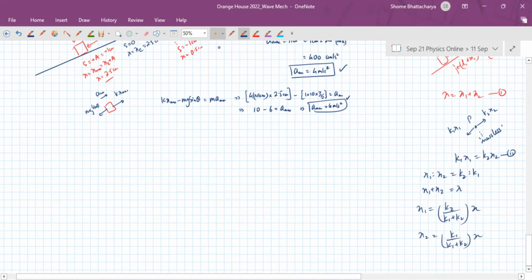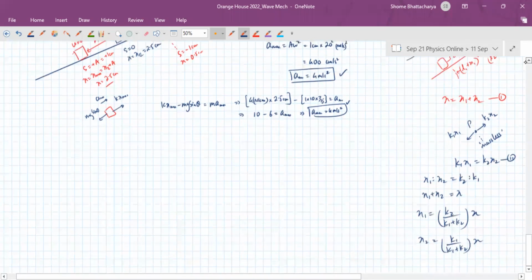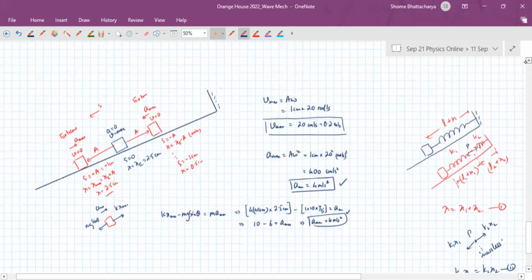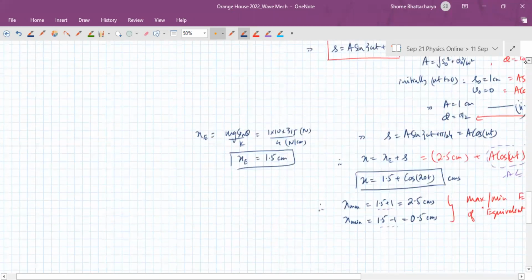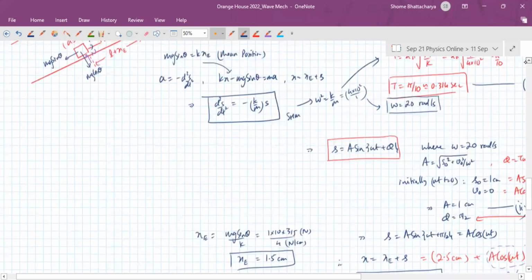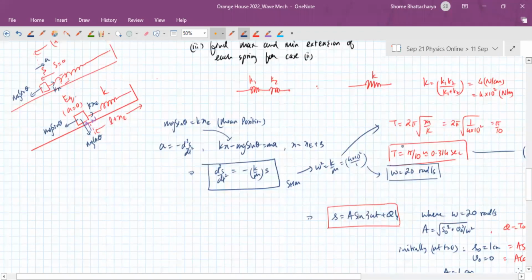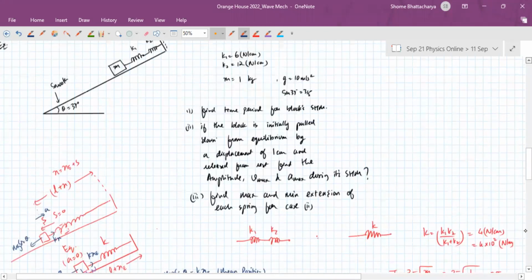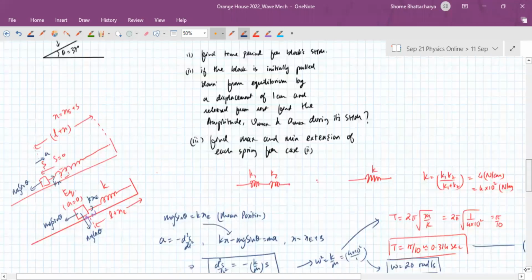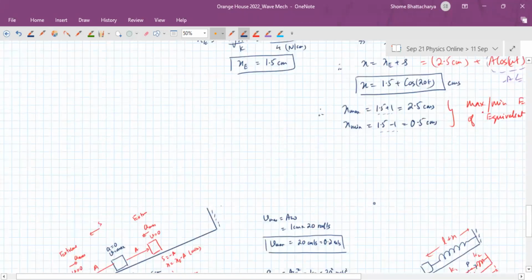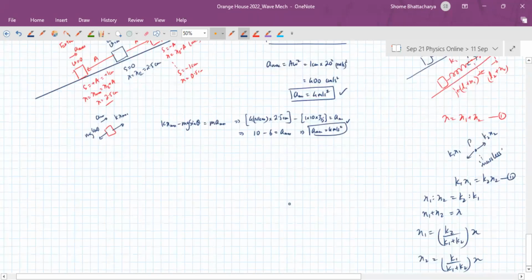be like this. Okay. So now original system, let me see if I have taken them in same order. Yeah, K1, K2 are 6 and 12. And they're like this. Okay. So in our system over there, X1 is to X2 is 2 is to 1. So X1 will be 2/3 of X. X2 will be 1/3 of X.